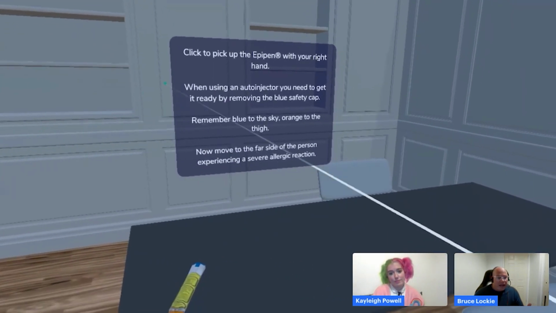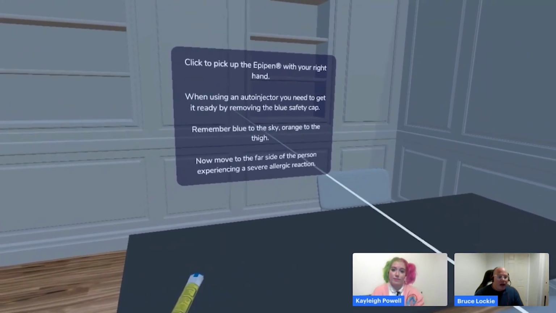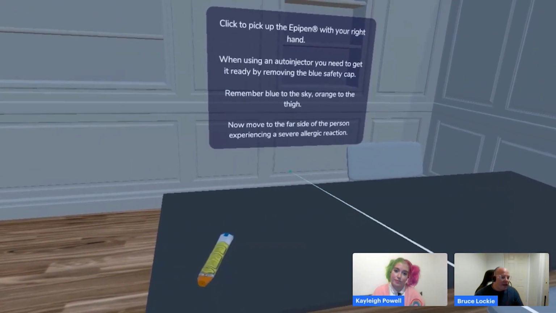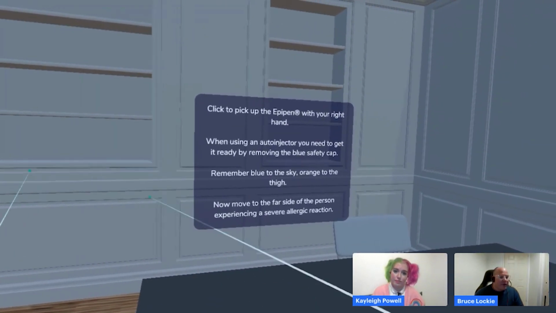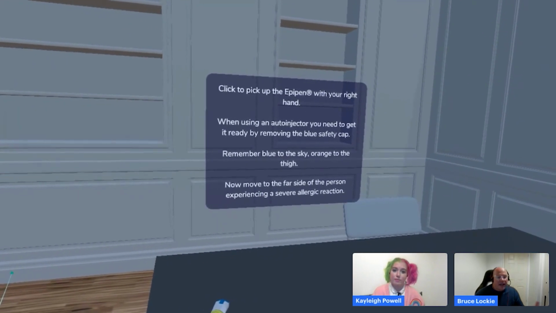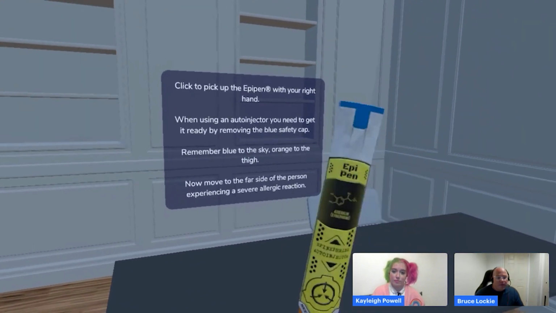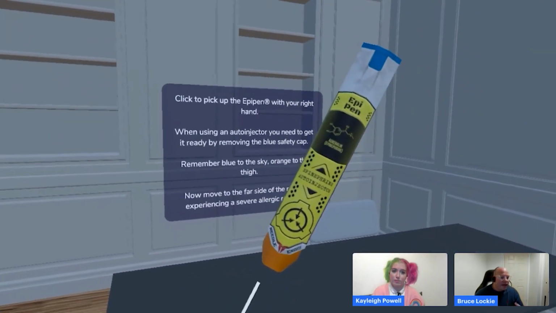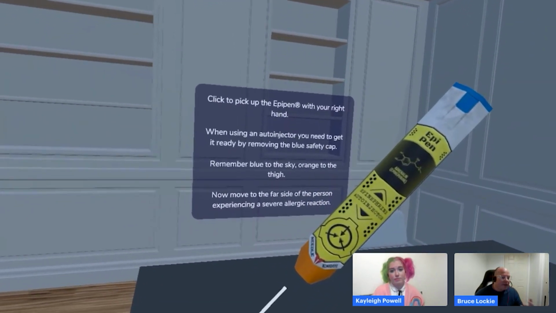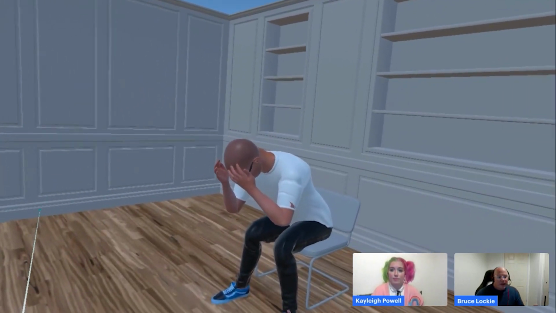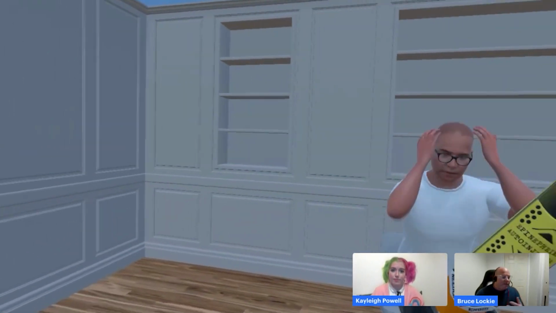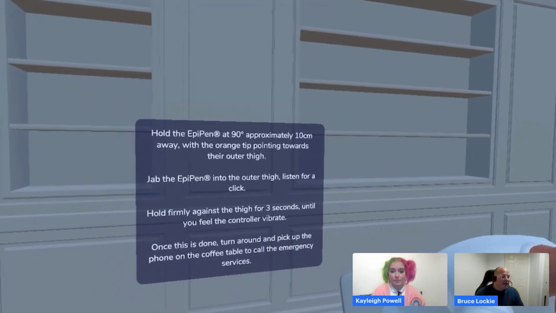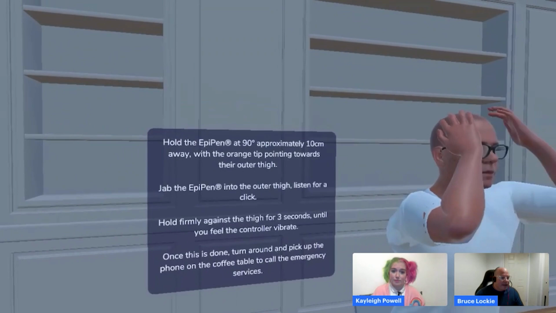So here we can see that we need to pick up the EpiPen, and it also gives advice of how you're going to be administering it. With an EpiPen, always remember that the blue side is going to be pointing to the sky and the orange to the thigh, and then we're going to get the user to move to the far side of the person experiencing the allergic reaction. So we can see now the MX Ink pen has become an EpiPen. So now we've got the EpiPen in the hand, moving over to the far side, and over here they'll be granted another pop-up which is telling you information about how to administer the EpiPen.